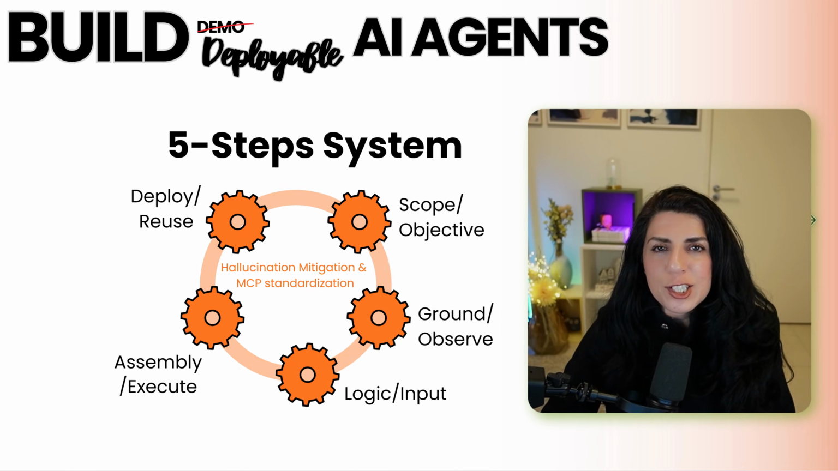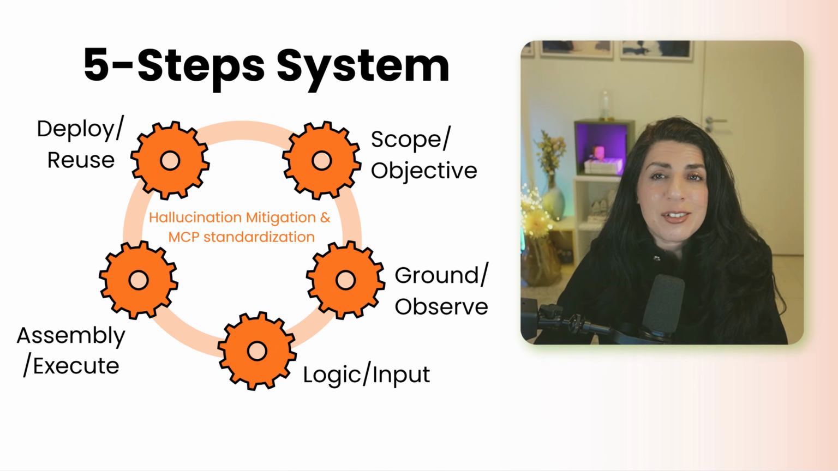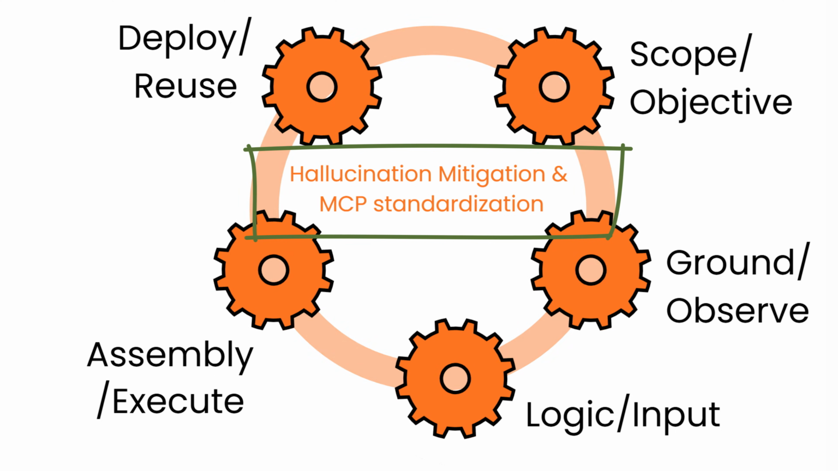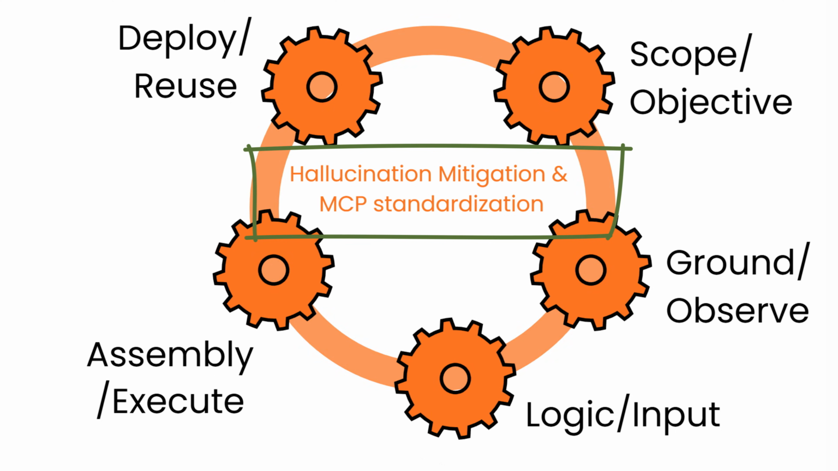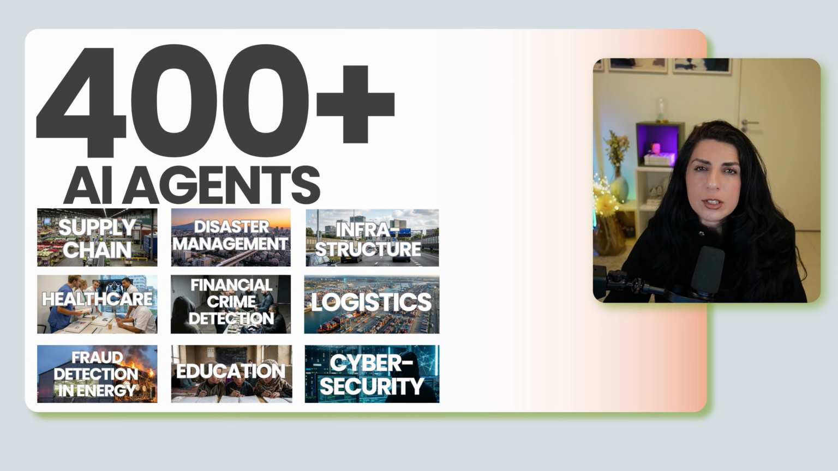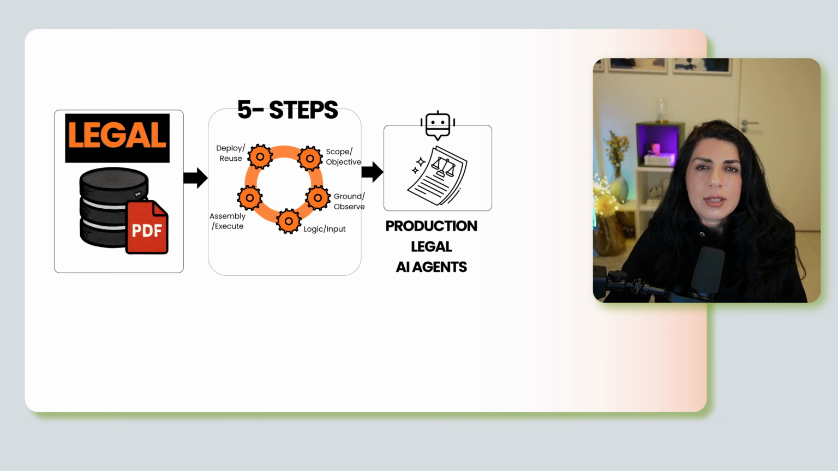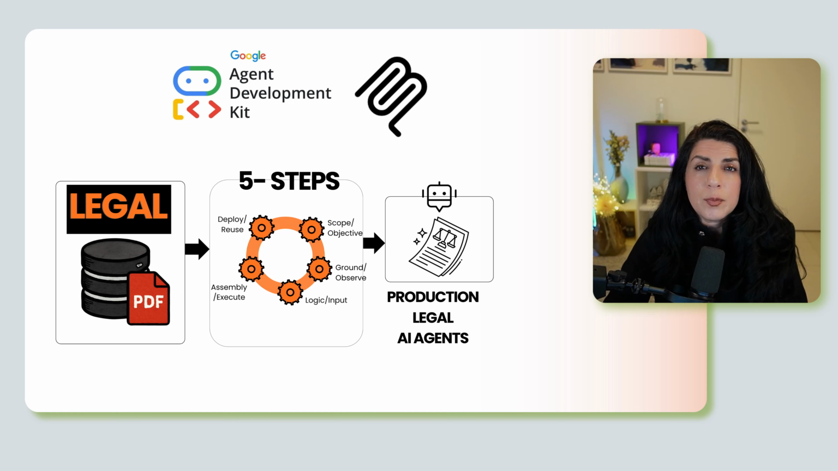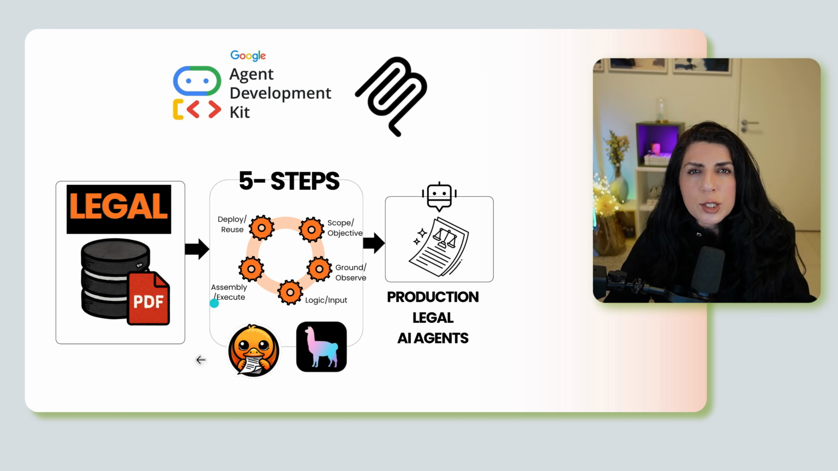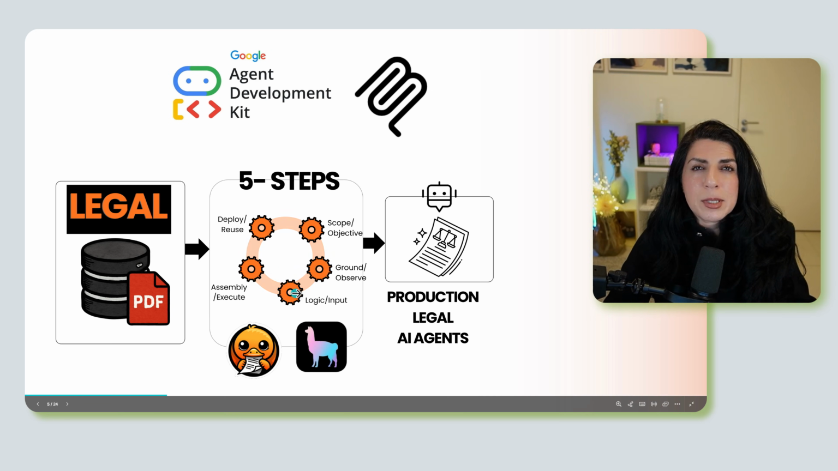Can building AI agents with a 5-step system, including hallucination mitigation and MCP standardization, actually make them production ready? After building 400 agents myself, I believe yes. In this video, I show you how, by building a legal multi-agent system, we use Google ADK and MCP. I also compare parsers like Docling and LlamaIndex to show you why step 3 matters so much.